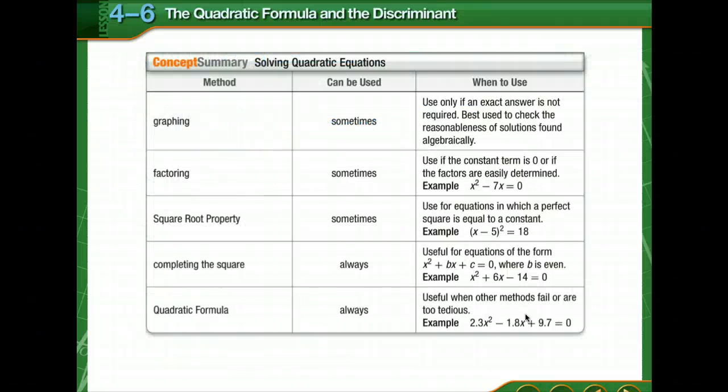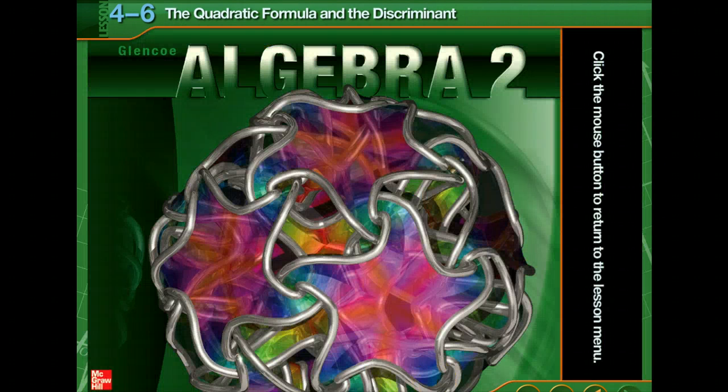Now you've studied a variety of methods for solving quadratic equations. This table simply summarizes these methods. So why don't you pause and read through this table, make some notes so that you are putting together the concepts that you've been learning in this entire unit. Okay, you're ready to begin the assignment.